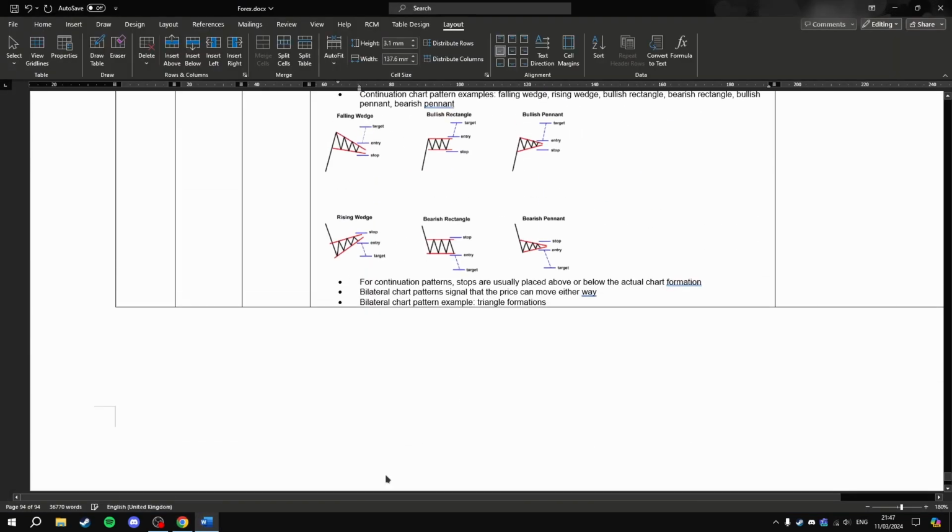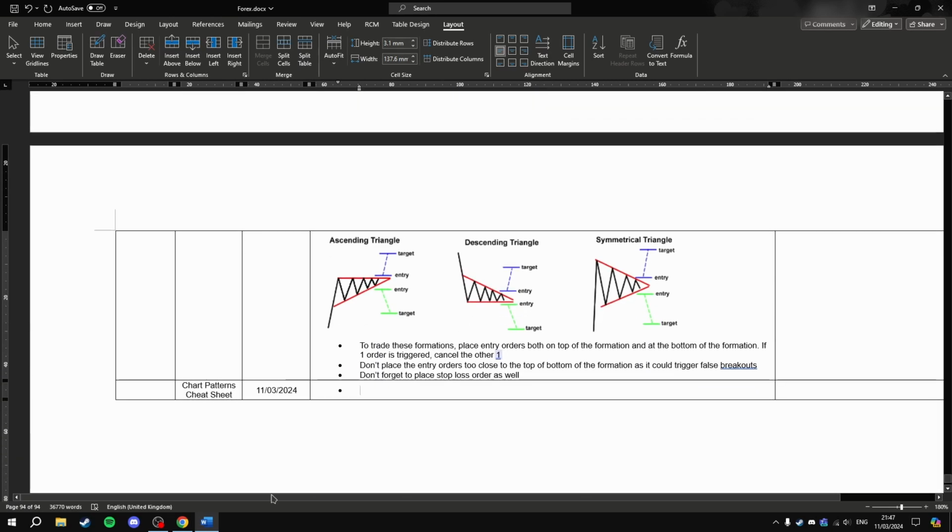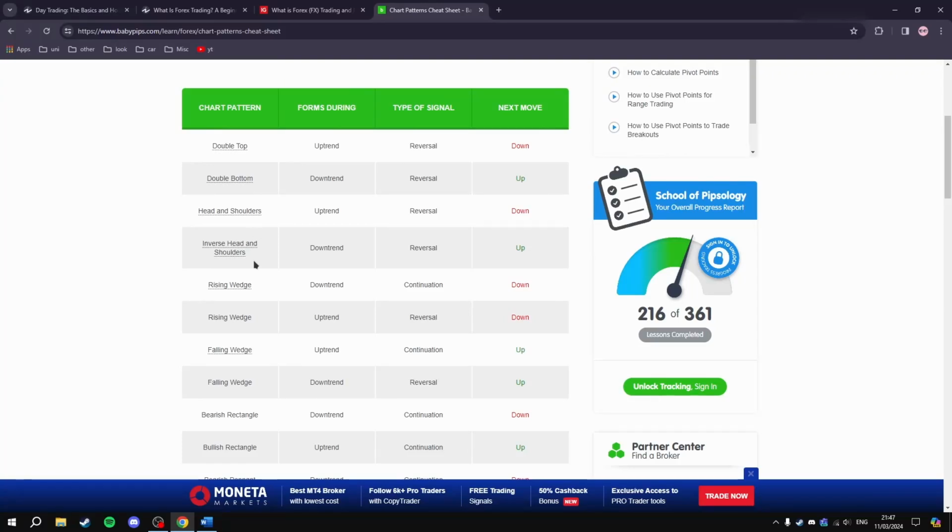Wait, there's a bilateral ones, aren't there? Bilateral are the triangles. Okay, they don't include the triangle set.